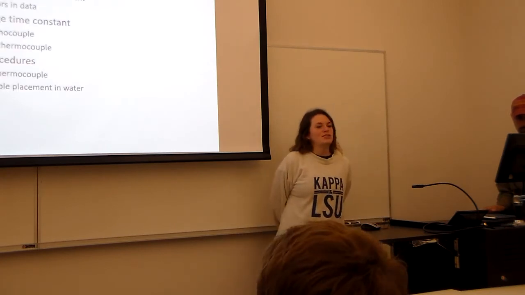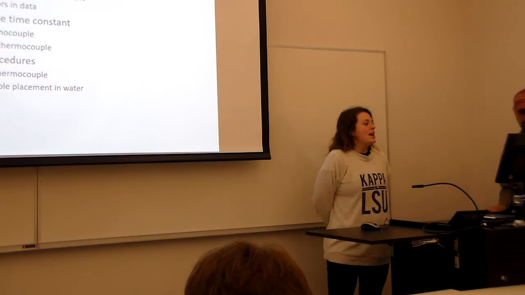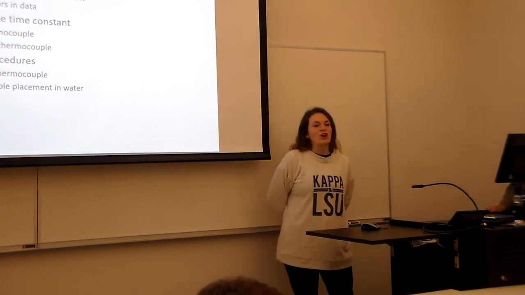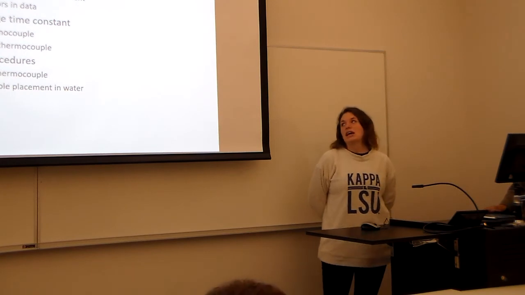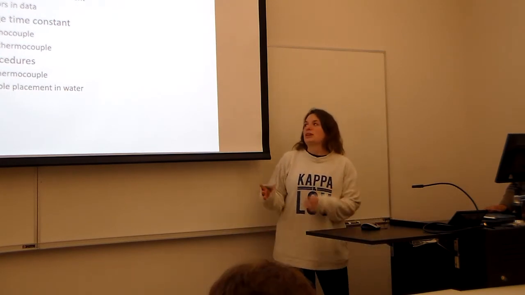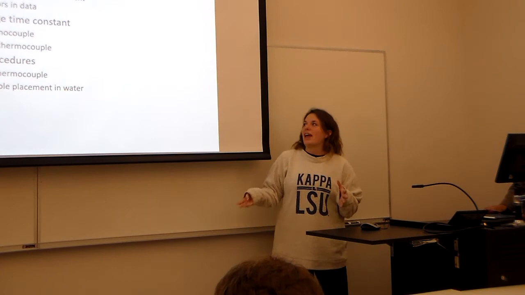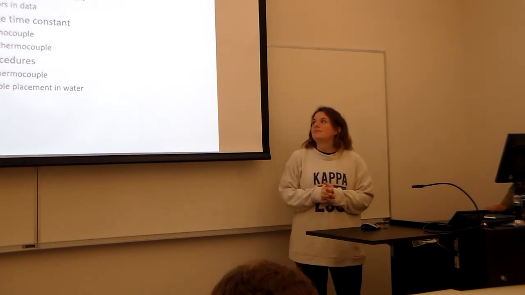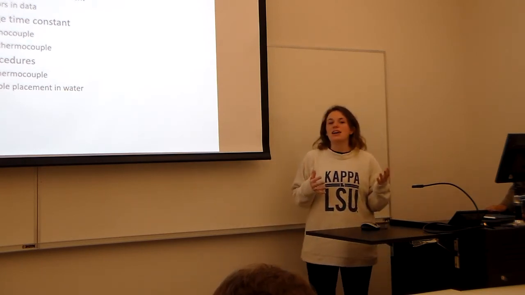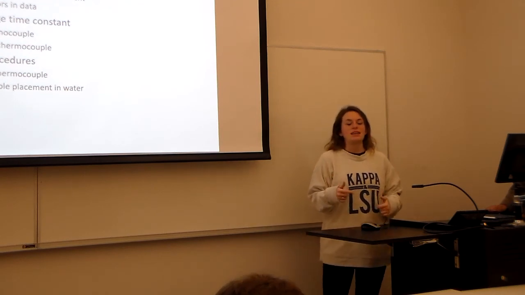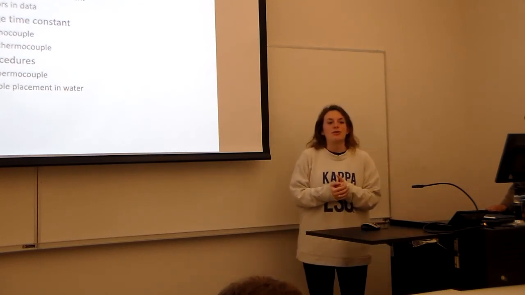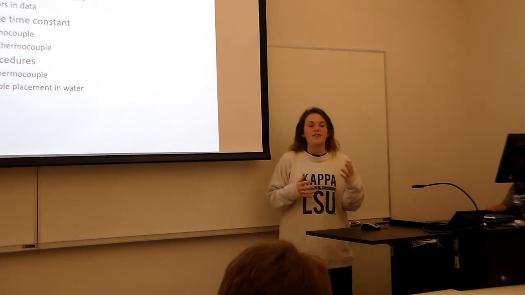So to discuss the results and the importance of procedures, the difference in time constant values for hot and cold water mainly has to do with the convective heat transfer coefficient, and that's the same with the difference between the water and the air in general. Another thing was possible errors in data. One way we could have mitigated this was by repeating the experiment multiple times and getting multiple data sets and then coming up with a mean value and a standard deviation value.